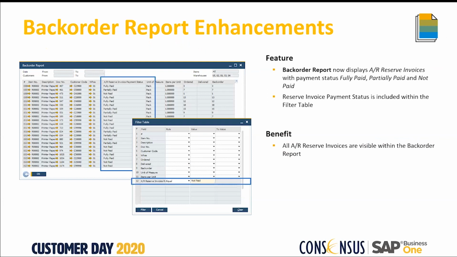Back order report enhancement. This back order report now also includes reserve invoices in addition to sales orders, if you're familiar with that. There's also a status added to it: fully paid, partially paid, and not paid. And also the reserve invoice status is included in the filtering. So you get a full view of your back order status.